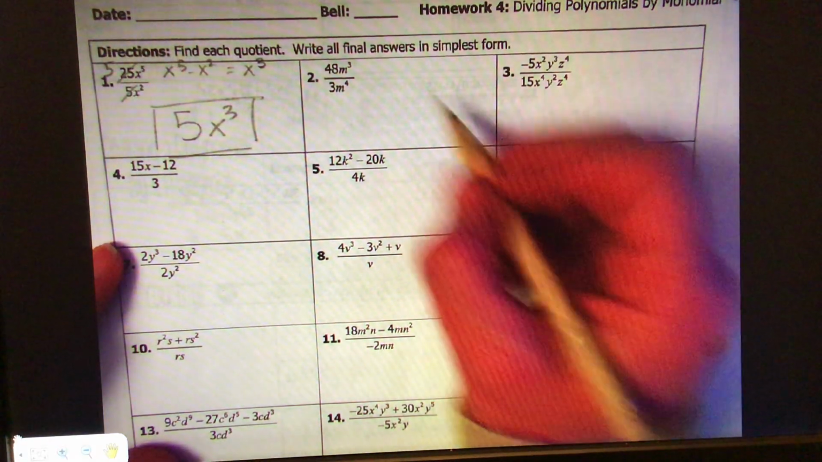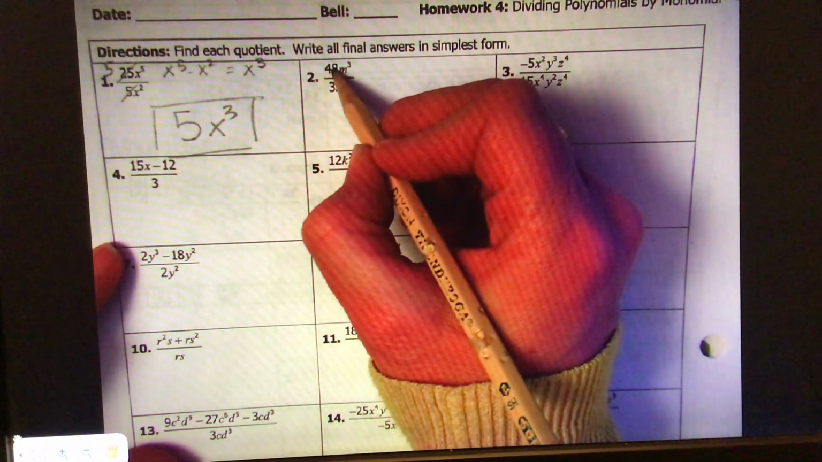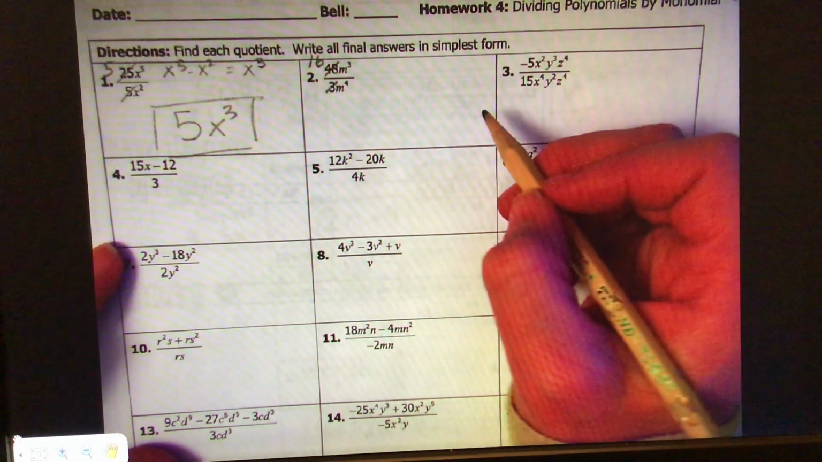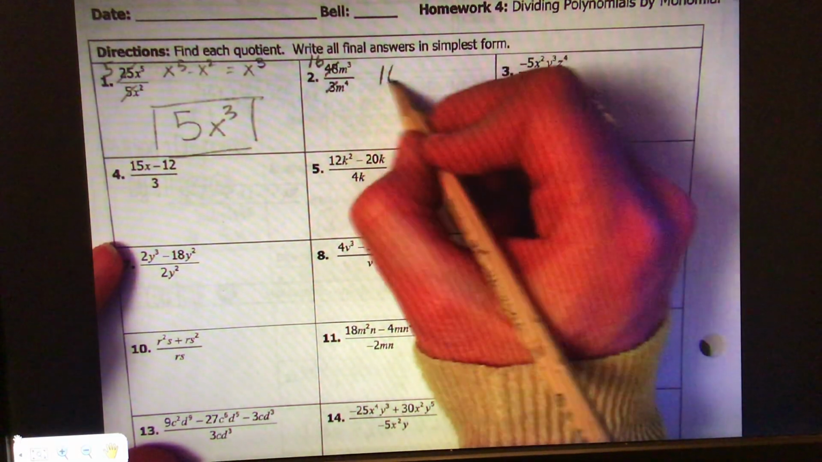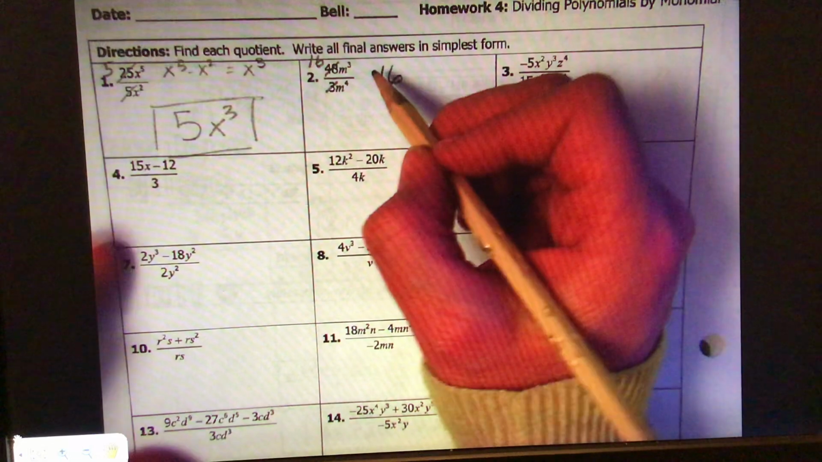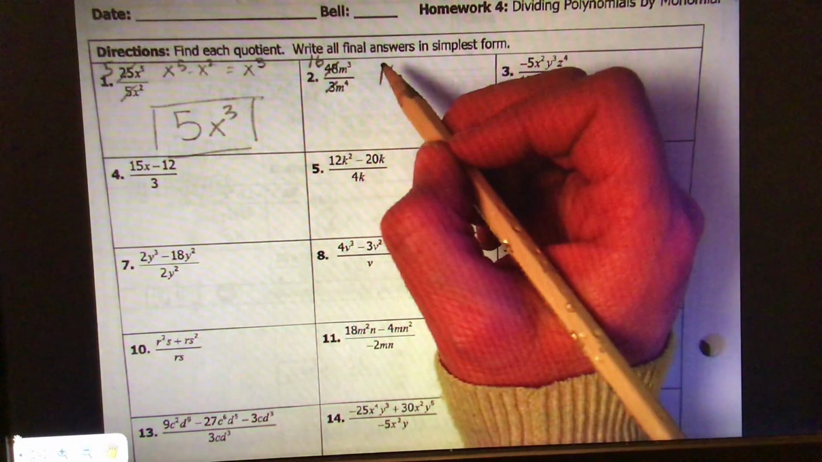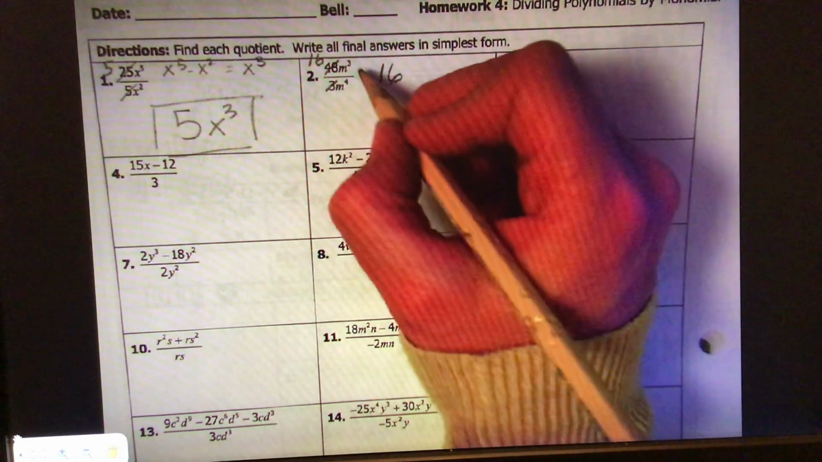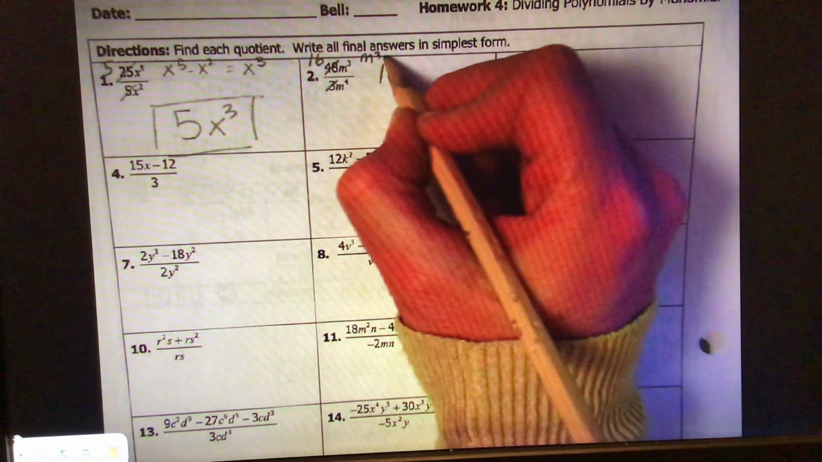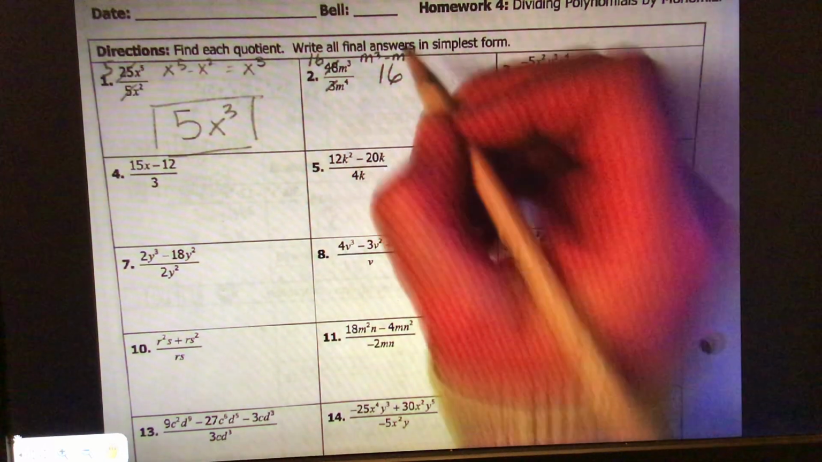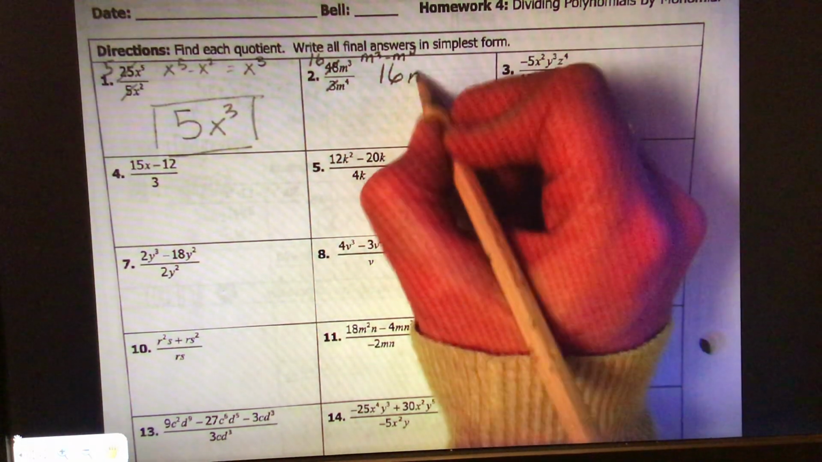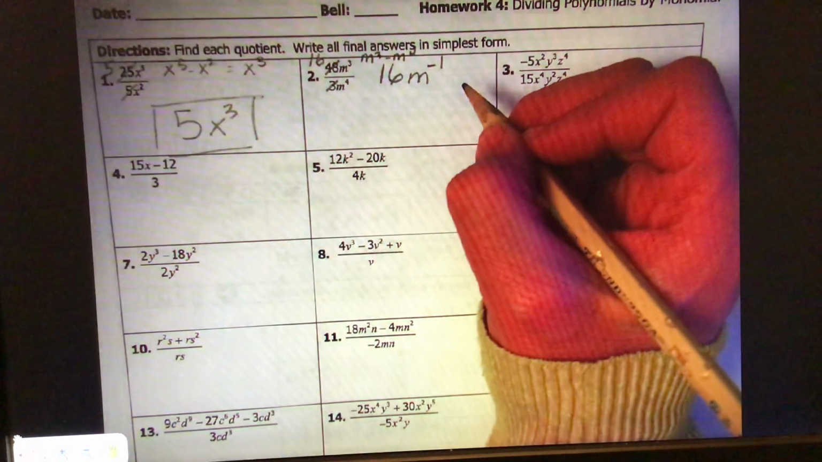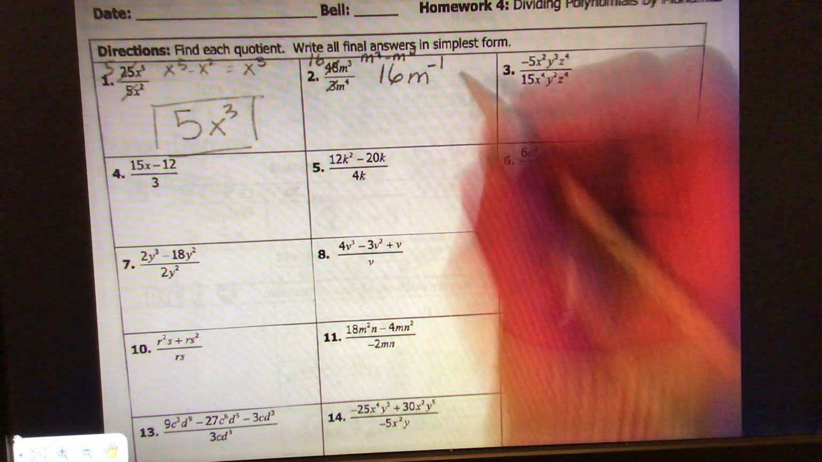Okay. Does 3 fit into 48? Well, it does. 3 fits into 48 16 times. That's a good one to remember. So I have 16, and then I have, oh no, I have a negative. Oh no, I have m to the 3rd minus m to the 4th, which means 16m to the negative 1.